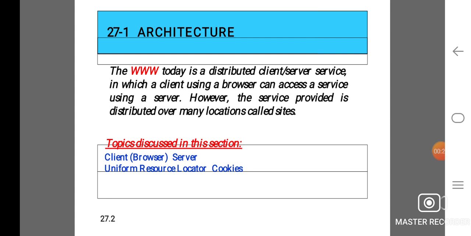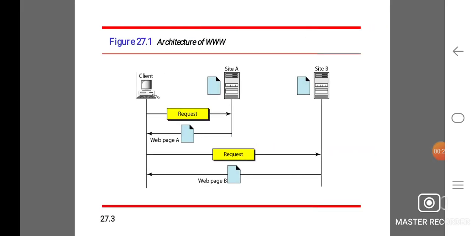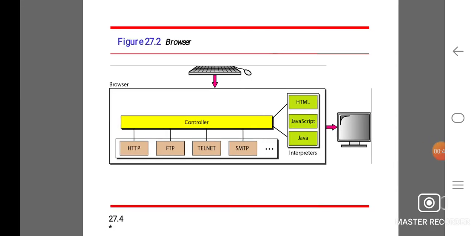The topics discussed in these sessions: client, server, uniform resource locator. Architecture of WWW: client, site A and site B. The request from the client is sent to site A. From site A, a web page is received by the client, and again the client sends a request to site B, and web page B is received from site B by the client.